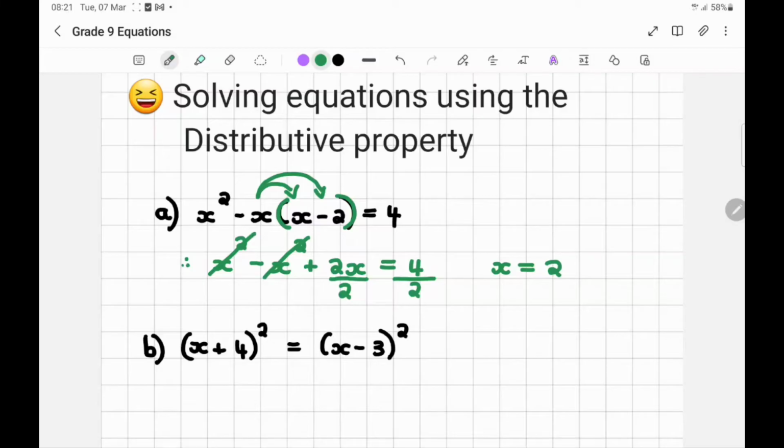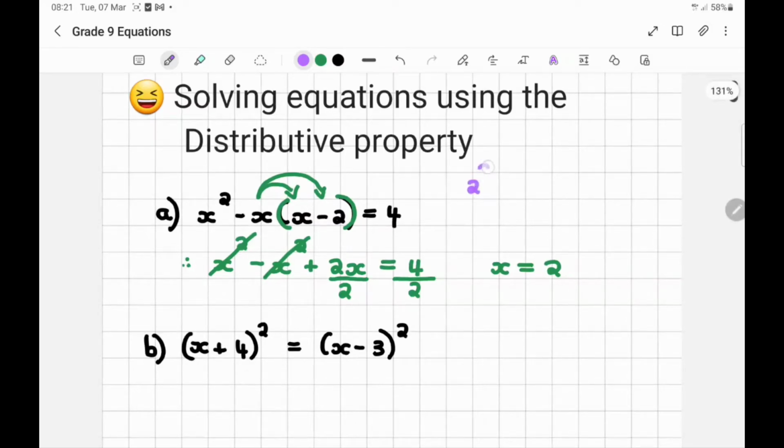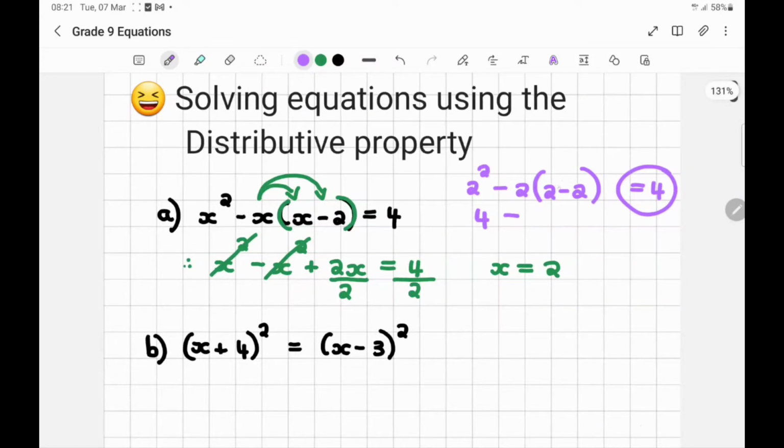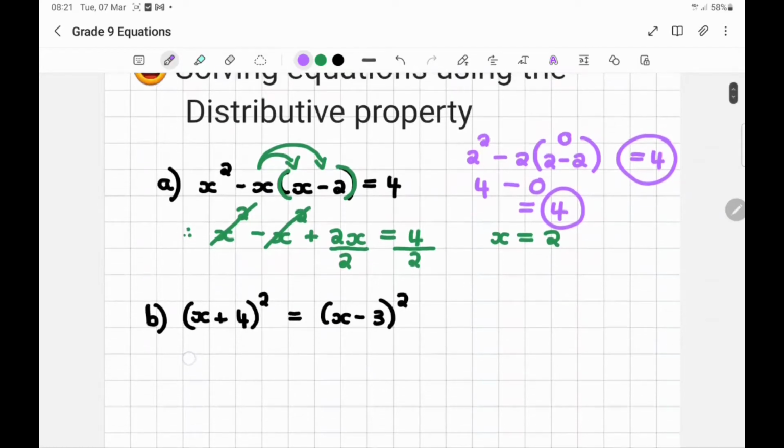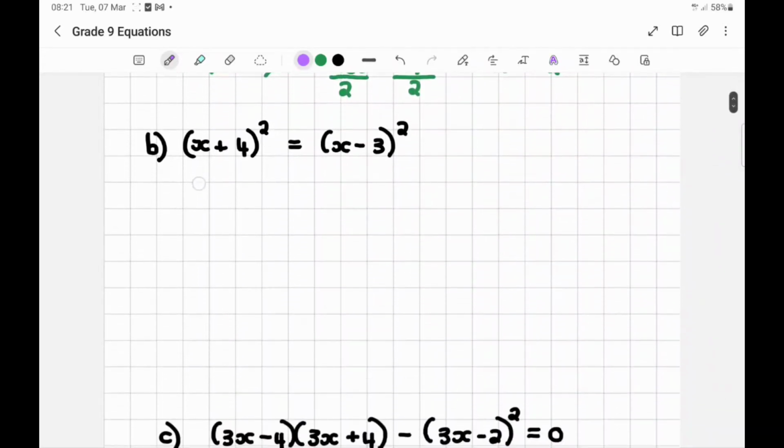Now people, you can very quickly go and check your answer when you do your test. If you've got time left, just go and plug 2 back in there and see whether it does give you that 4 on the other side. So 2 squared is 4, minus, I can finish this, 2 minus 2 is 0, and 2 times 0 is 0. Yes, 4 minus 0 does give you that 4. So your left hand is equal to your right hand. Okay, just quick to check, and then you can somehow know that you got it right.